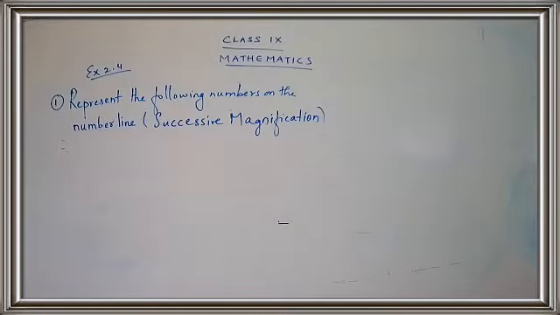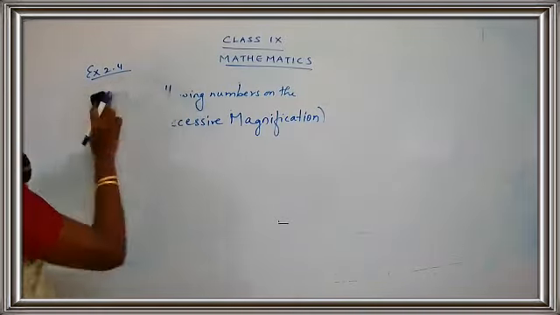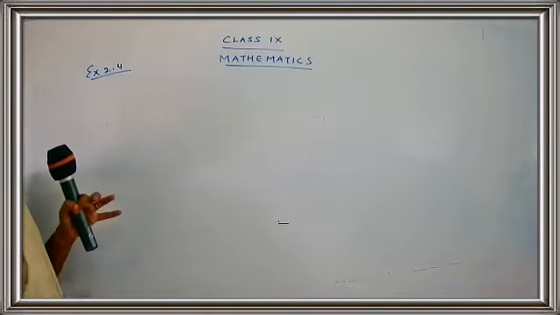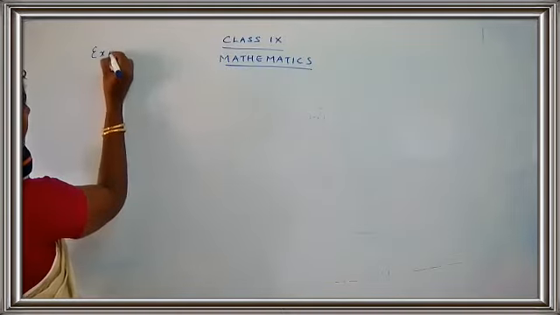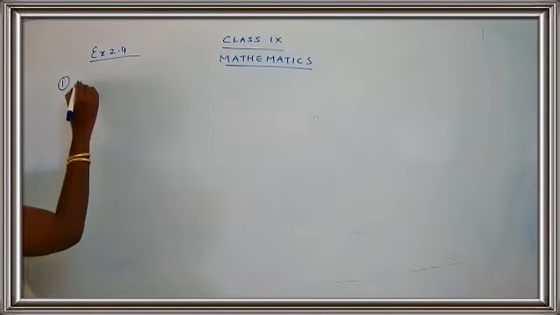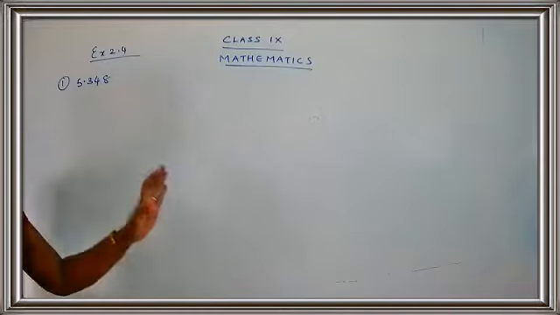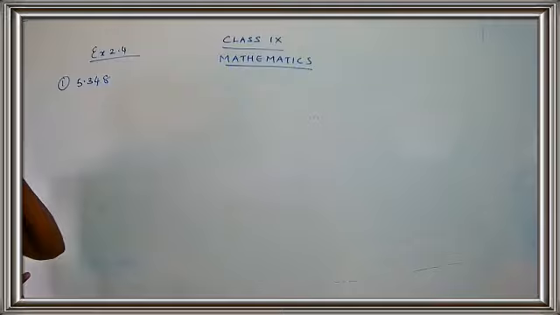Okay, let's start with the first sum. What is the first sum given to you? It's 5.348. I have told you that we need a long sheet, so I'm just wrapping the question so that I will get some space for completing the sums. The first one is 5.348. You people get ready with your scale and pencil. We have to draw a number line. You have to plot the number 5.348.